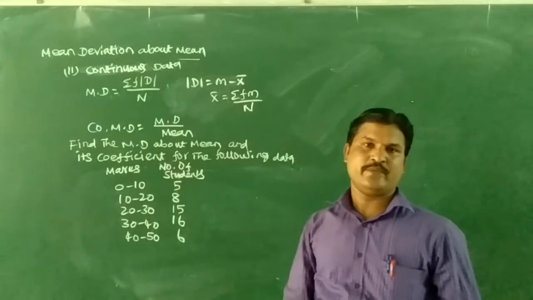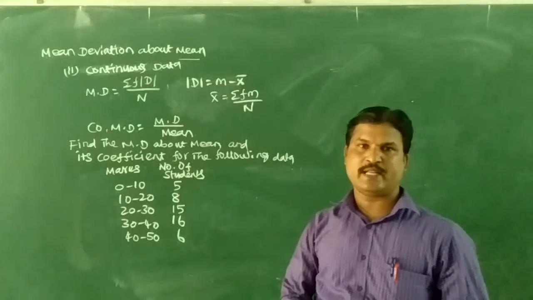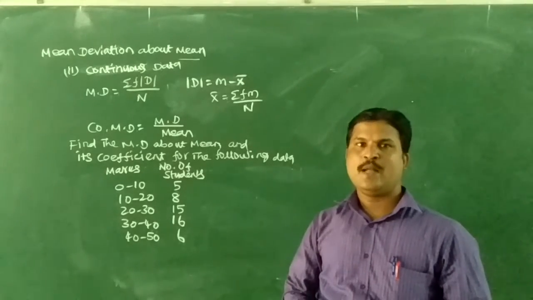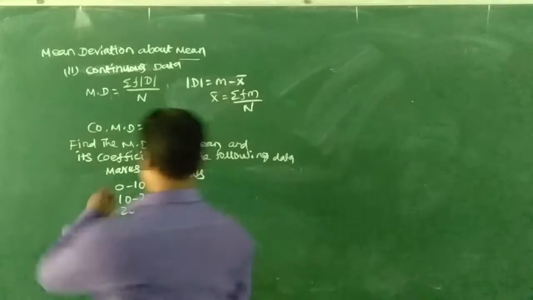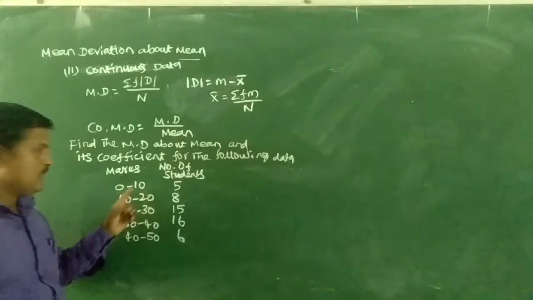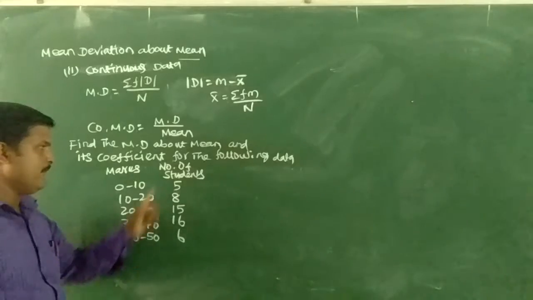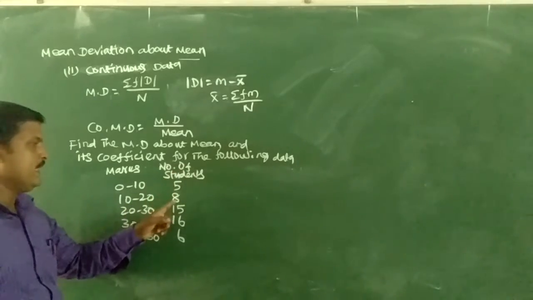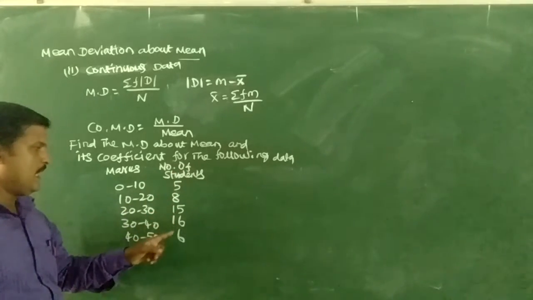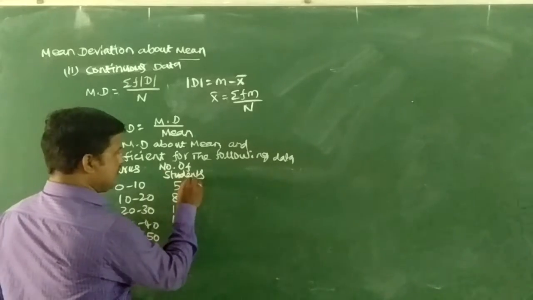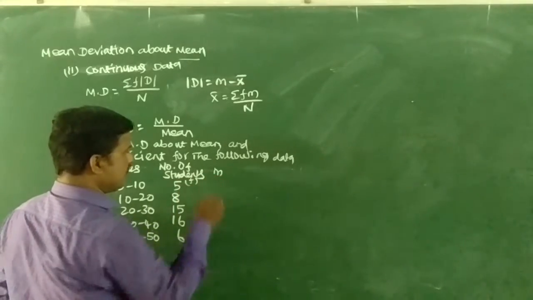So let us explain with a simple example how to calculate mean deviation about mean and coefficient of mean deviation. So these are the marks: 0 to 10, 10 to 20, 20 to 30, 30 to 40, 40 to 50. The number of students: 5, 8, 15, 16, 6. You have to take the number of students as f. So first find the midpoints.